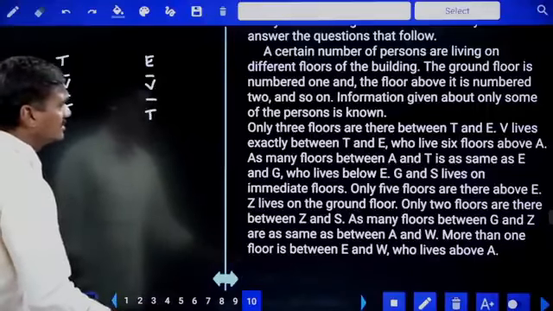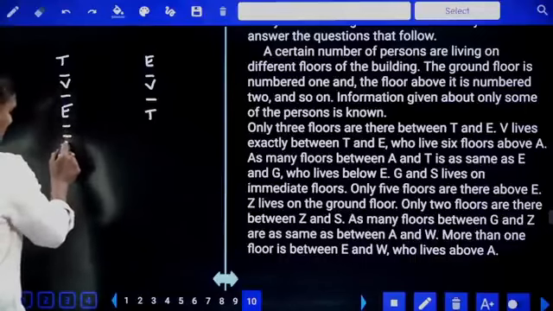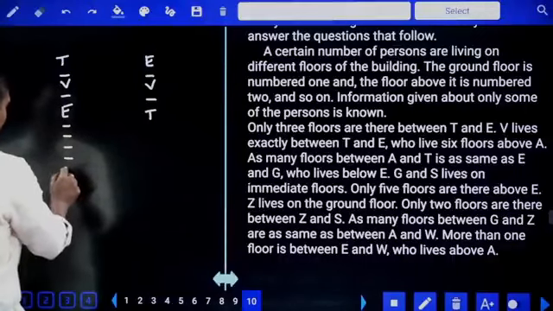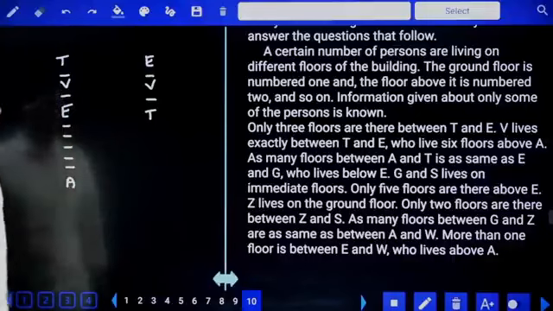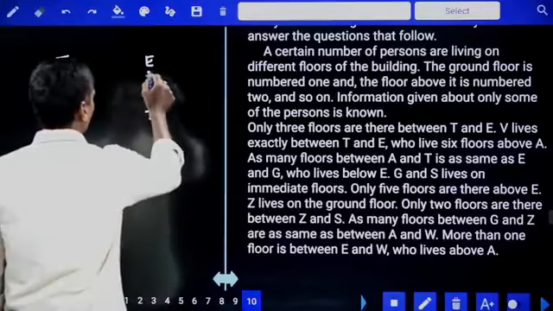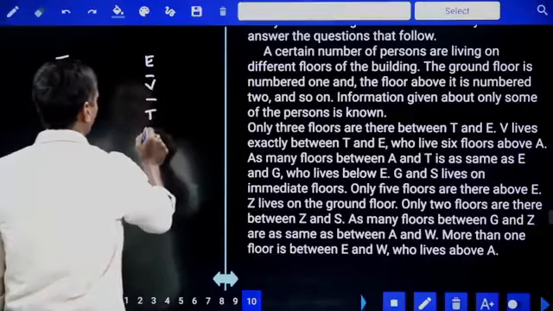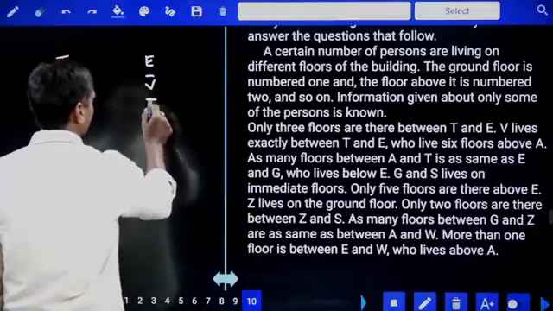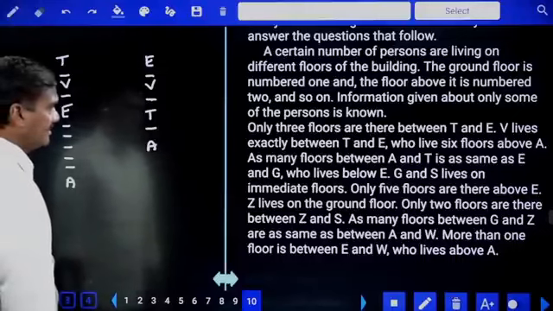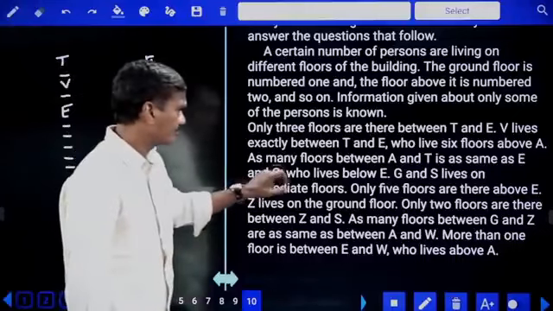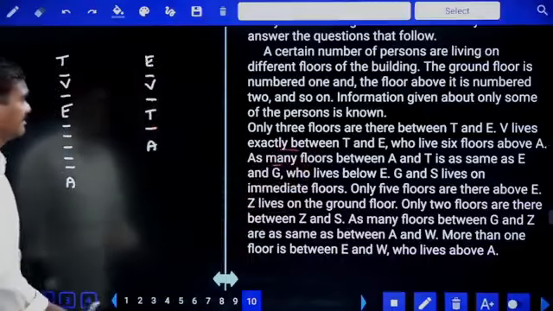E lives 6 floors above A. Hence 1, 2, 3, 4, 5, 6. E is 6 floors above A, which means 1, 2, 3, 4, 5, and A is here. As many floors between A and T is same as between E and G.